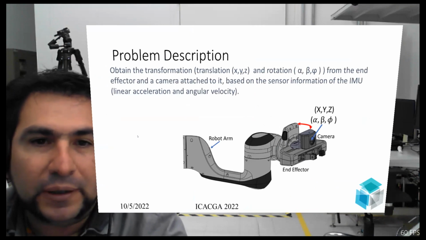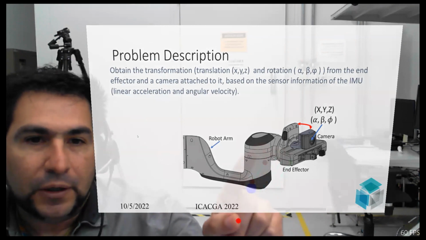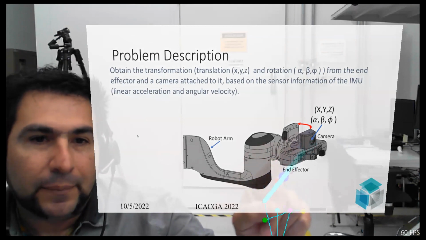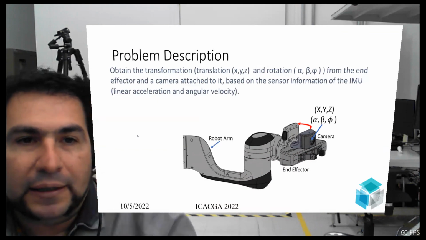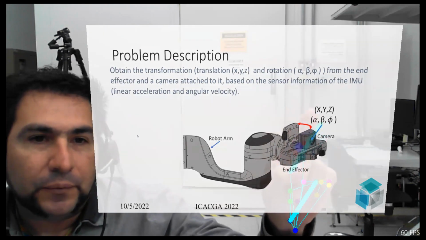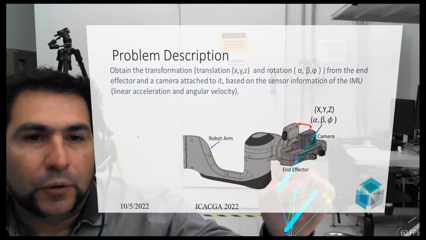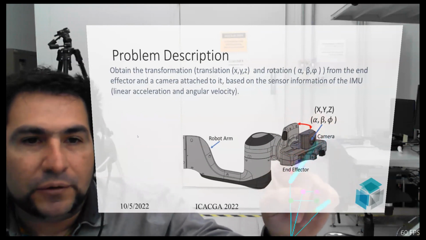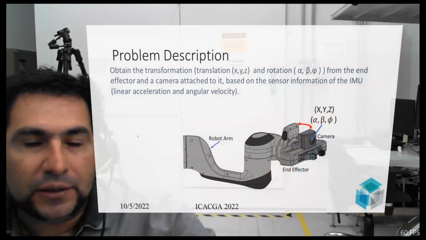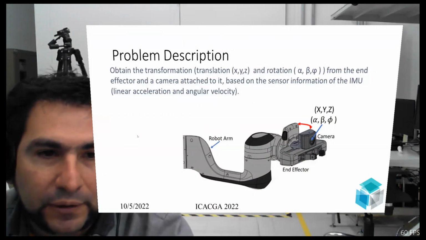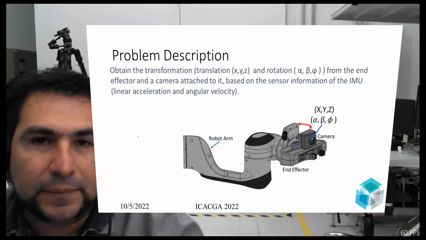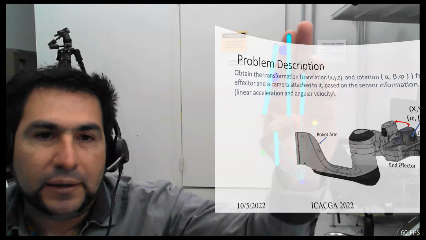As you can see here, in this picture we have this robot, which has a camera mounted on its end effector. It has a transformation: you want to know the X, Y and Z position of this camera, but also the orientation of the camera. This is the problem that we are trying to solve with our solution, and this is basically what we are facing.